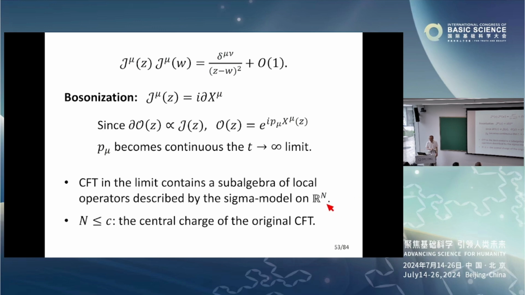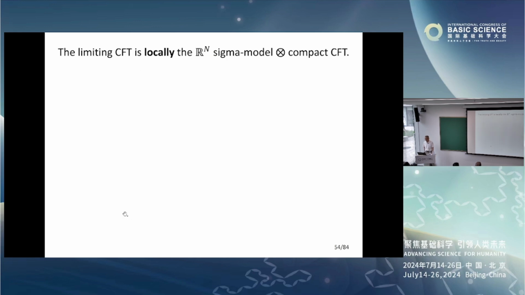A flat space sigma model with the target space R^n has conformal dimension n, so therefore n has to be less than c. Okay? So basically, this shows that the limiting CFT is locally this flat space sigma model times a compact conformal field theory. But I would like to caution that this is not actually a global direct product, and this was actually cautioned by Edward too. So I thank you very much for pointing out this subtlety.